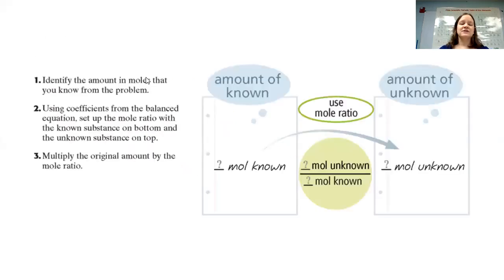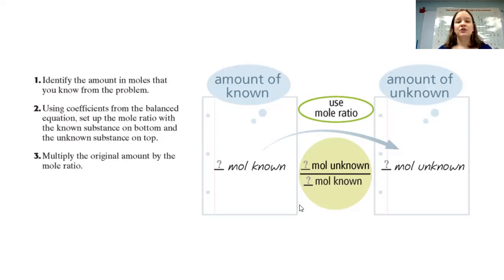Okay, so here is just a little summary of what we have done, especially that first conversion where we were converting from moles of some known substance to moles of an unknown substance. The problem is going to tell us the amount in moles of one substance. So that's our known, because they told us. And then we'll use the coefficients from a balanced equation. So you always need to double check that the equation is balanced before you start trying to find the mole ratio.